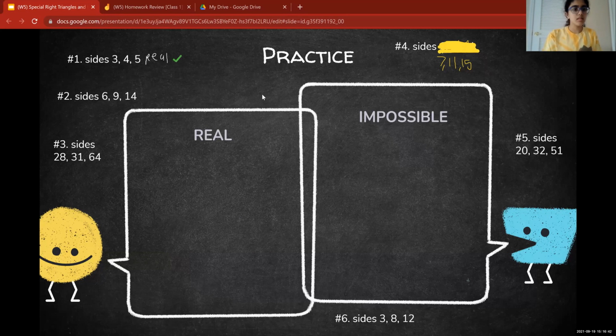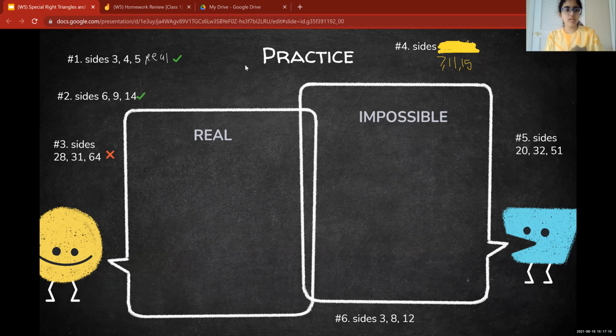And then over here, we can see that 6 plus 9, the smallest sides, is 15, and 15 is greater than 14, meaning that this is also real. Check. Then for number 3, we have sides of 28 and 31 as the smallest sides. 28 plus 31 is 59, and 59 is actually less than 64. So this is not real because the sides cannot connect, since the sum is less than the largest side. So this is incorrect.